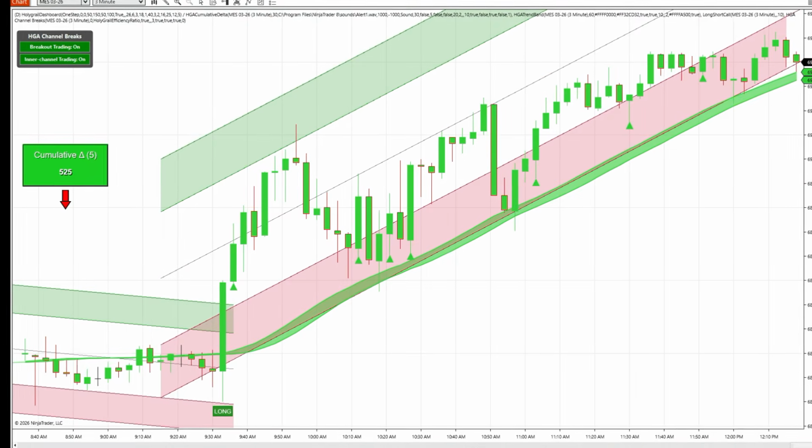Here is the MES on the same day. This is Friday, February the 6th, and you can see what happened here. This is right just after the market open. That was the market open candle. We had a really nice long print. I did not take this because I really hate taking that first candle of a trade, but look what happened here.